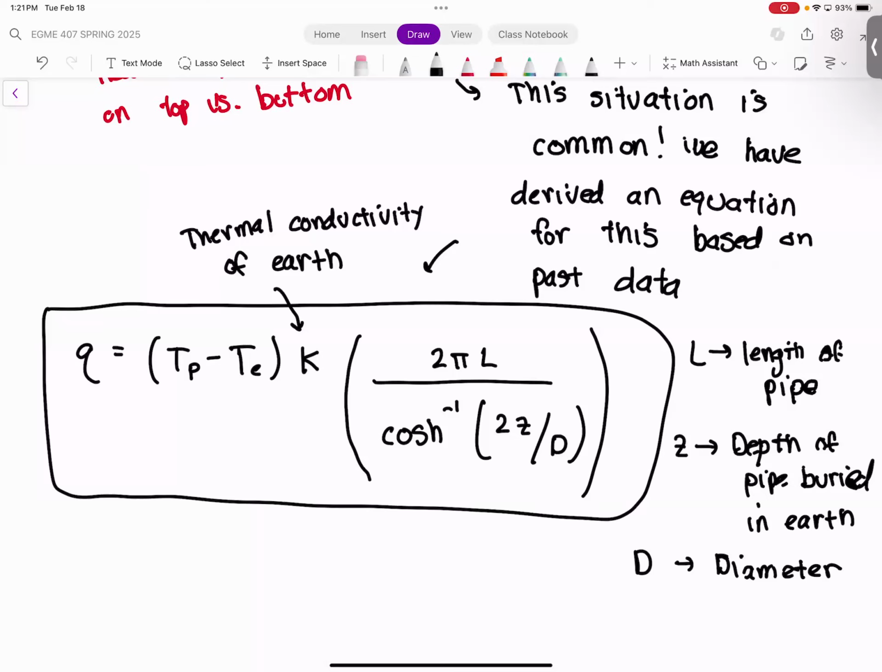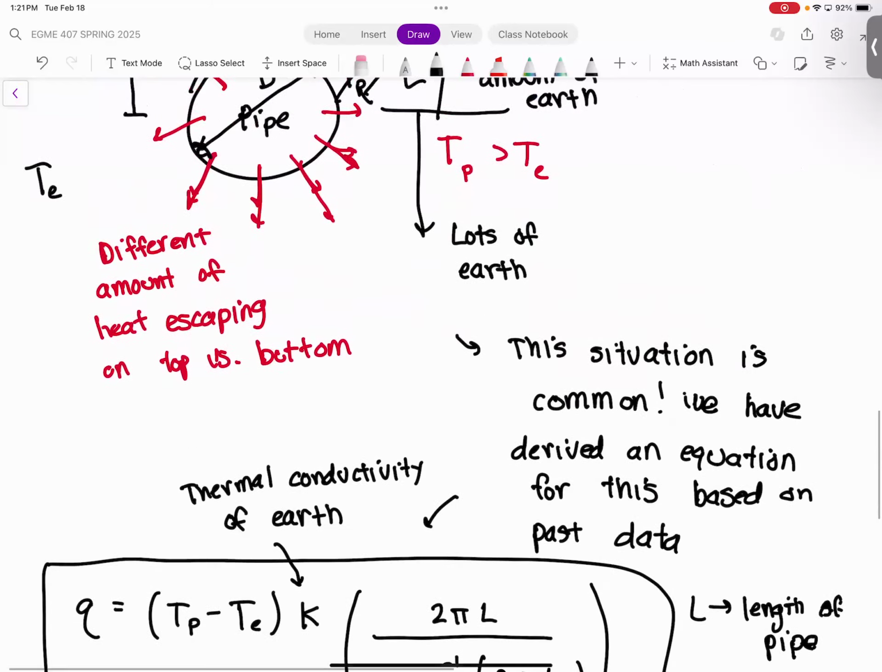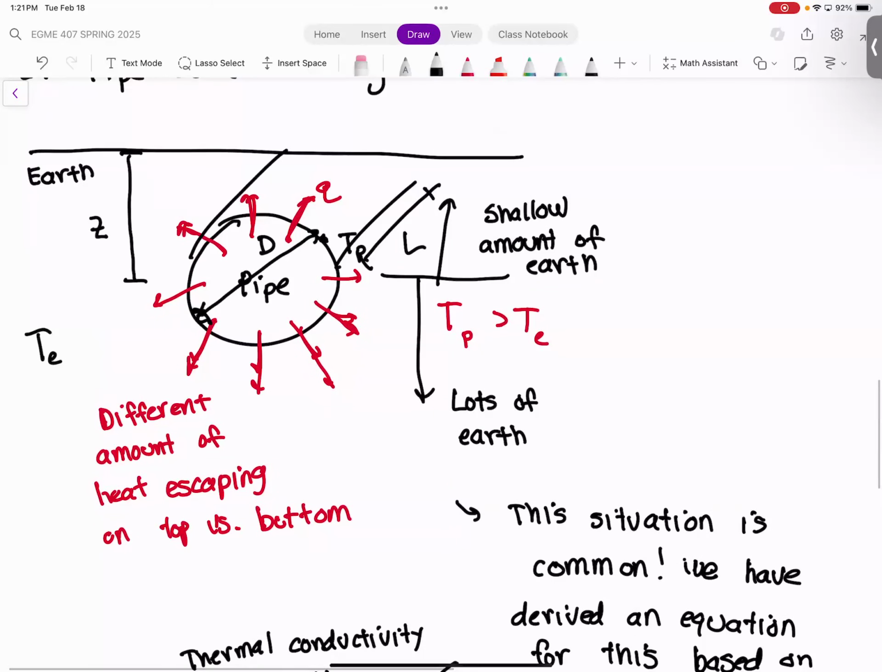It can vary. So if the earth is some kind of composite material, made of different constituents, it could vary, especially from spot to spot if there's rocks or things like that. So this would be the average thermal conductivity of that. Yeah. Questions? Yes. Yeah, sorry, I scrolled down very quickly.